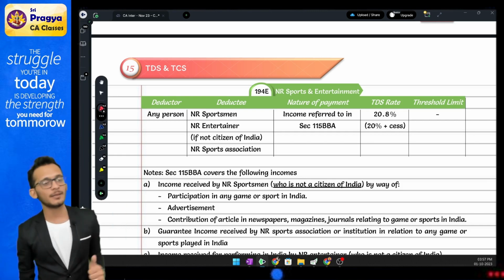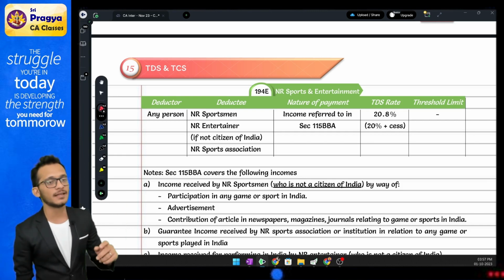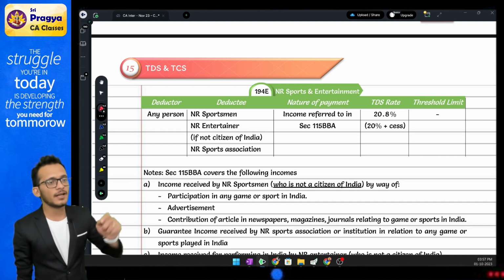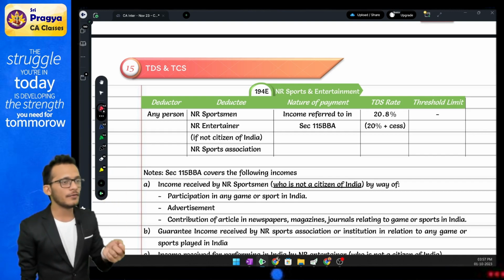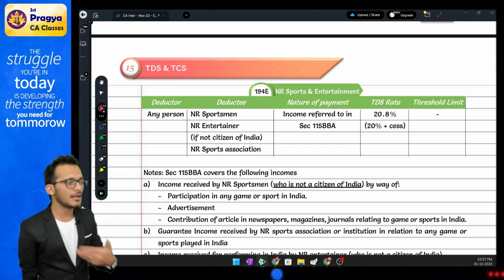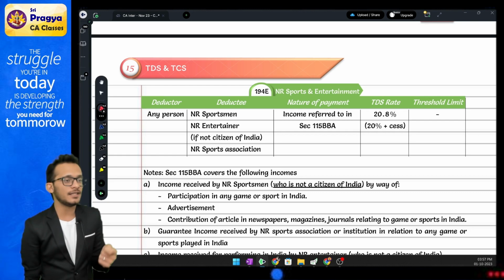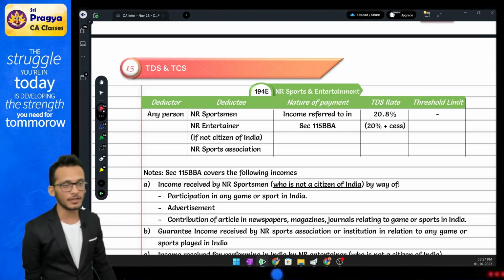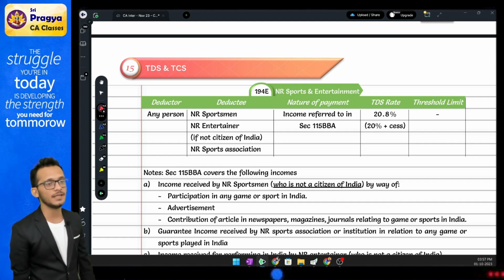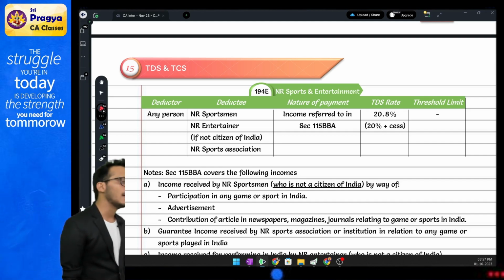On what incomes will it be levied, Rahul? If you are a sportsperson, then it is on your sports games, any contribution to a news article, or advertisements. If you are an entertainer, it will be levied on your entertainment income. If you are a sports organization, it will be levied on your guarantee fees. No threshold is given to you. Every single rupee is taxable. This is 194E.